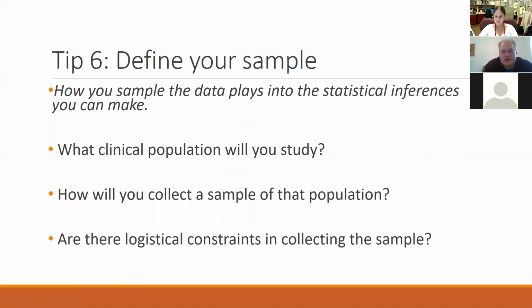So when you define your sample, when you're first talking about doing your research study, what do you do? How do you sample the data? And how you sample it plays into how you'll ultimately do any kind of statistical inference later. So what's the clinical population you're going to study? How will you collect a sample of that population? Are there logistical constraints in collecting the sample?